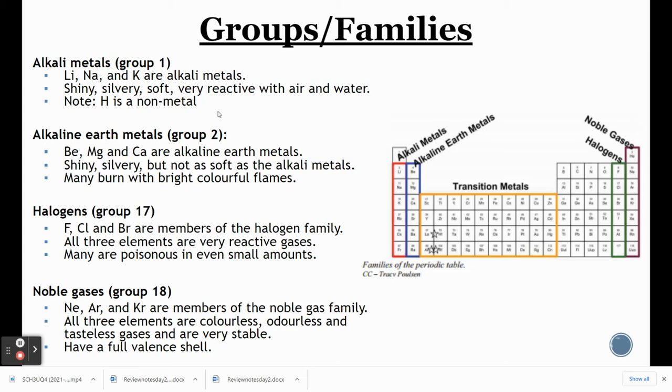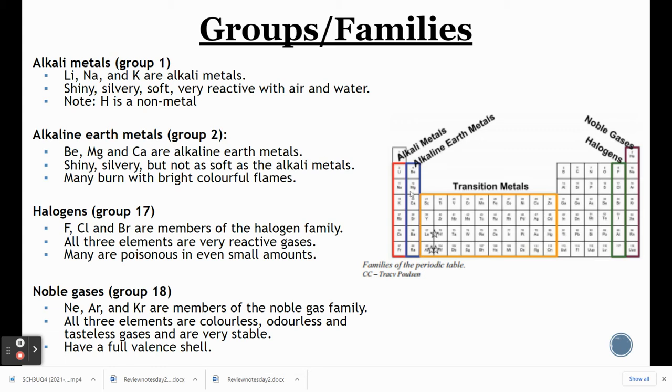So if you're looking at the metals, you can divide them into alkali metals and alkaline earth metals. And there's also transition metals, but we focus on these two main groups over here, these two main families. So alkali metals, as you can see, they're group one. Alkaline earth metals are group two. So one valence electron for the alkali metals, two valence electrons for the alkaline earth metals. Typically, the alkali metals are shiny, silvery in color. They're actually very soft. You can actually cut them with a knife. And they're very, very reactive with air and water because they only have one valence electron that they want to kind of donate. And remember that I said alkali metals are in group one, but hydrogen is not an alkali metal, it's a nonmetal.